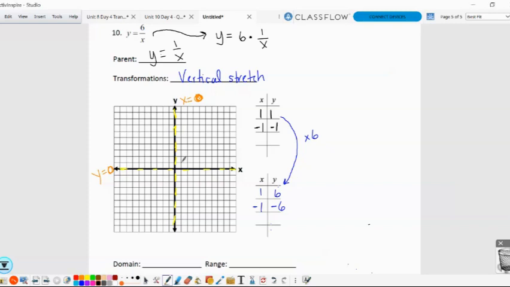We can also do this with points on our graph. So again, here are the black points on the parent function in black. And I look at the first point. I know we're stretching that vertically by 6, so the distance between this point and x, which is currently 1, needs to stretch to 6. 1, 2, 3, 4, 5, 6 needs to be 6 times bigger.